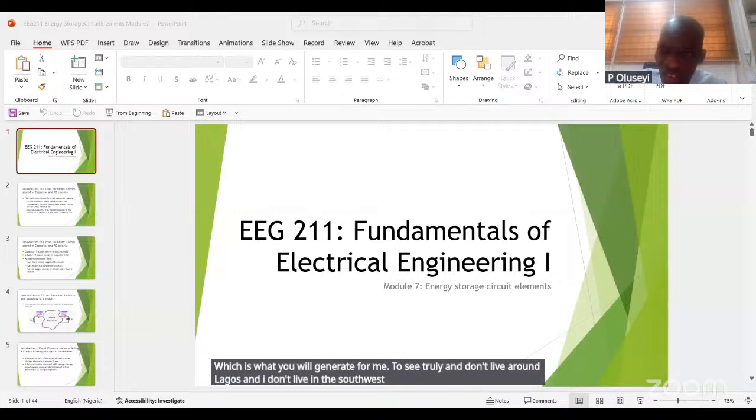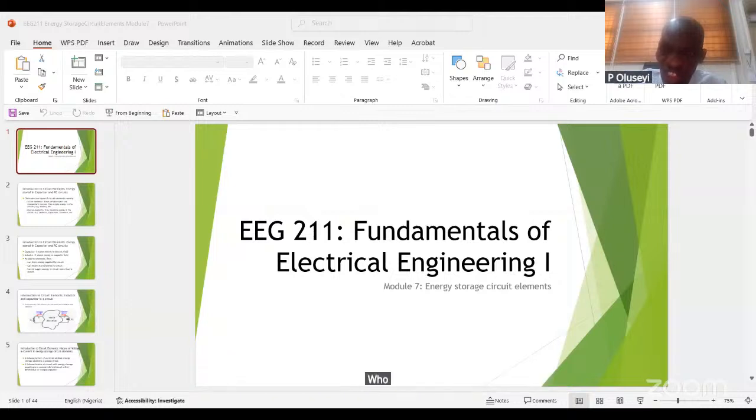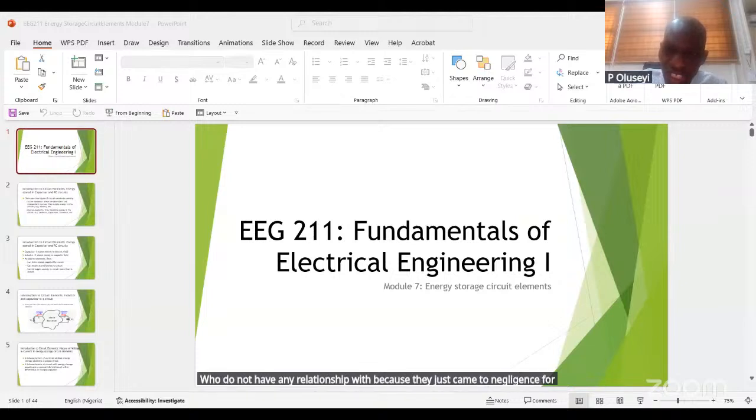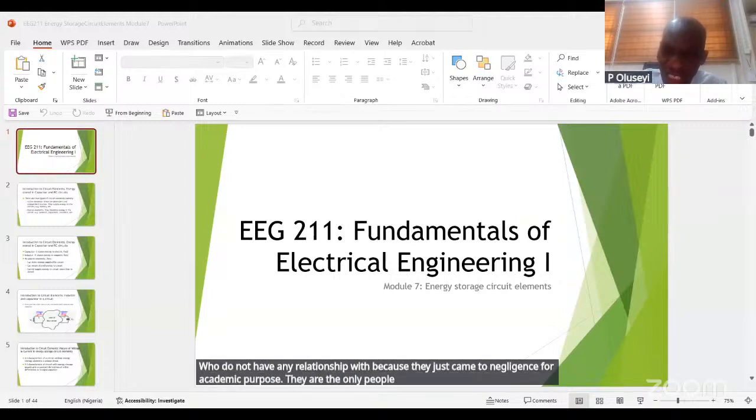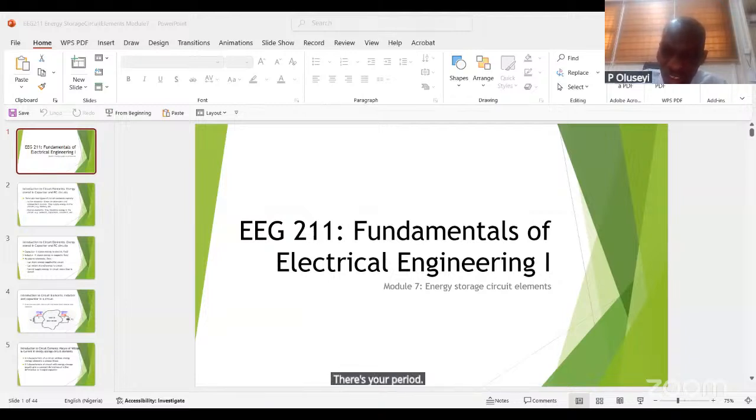Anyone living in the Southwest should be able to come for the lab. It is the South, Southeast, and the Northern students who do not have any relationship with Lagos. They just came to Lagos for academic purpose. They are the only people that will be granted that privilege of coming during the physical part of your semester, which I call residential. During the residential period, they will be permitted to do their labs.